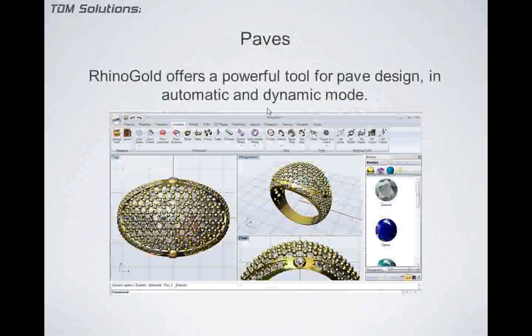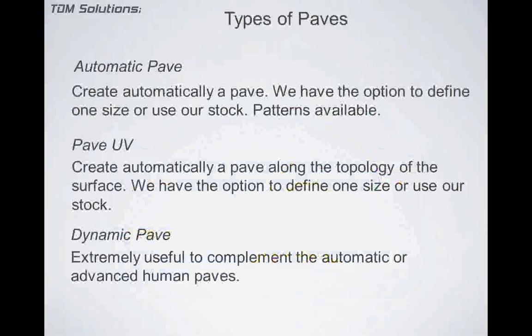Pavés. We have several tools to create pavés. We have automatic pavé. The idea is it creates automatically pavés. We can define one size or different sizes. And also we can use our stock. We can define we want to use 10 stones of this size, 12 stones of this size, okay, and try to fill using these stones.